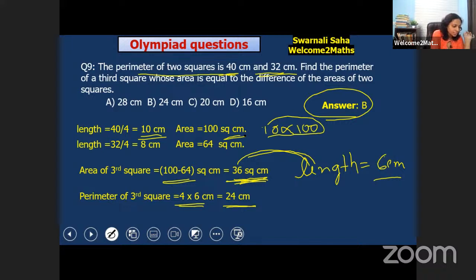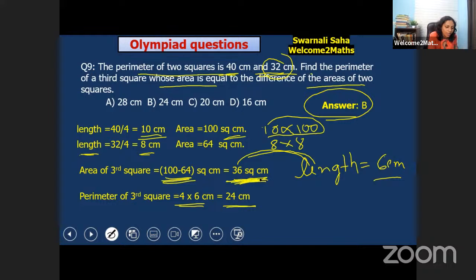Fine. Next is 32. So length is 32 by 4, so it's 8 centimeter. So the area would be 8 into 8, that is 64. Understood? So area of the third square would be how much? 100 minus 64, because they are saying find the perimeter of the third square whose area is equal to the difference of the areas of two squares. So we have to subtract. 100 minus 64 is 36 square meter.